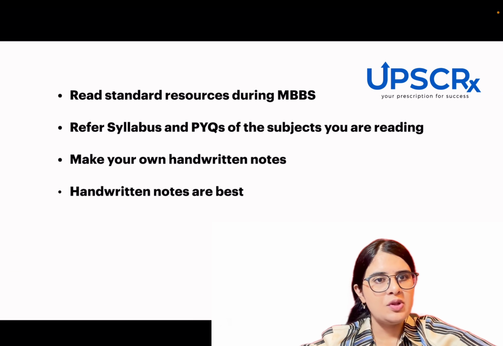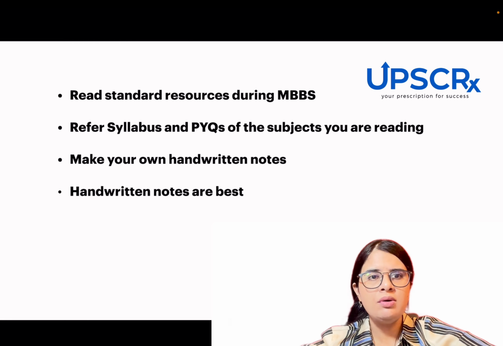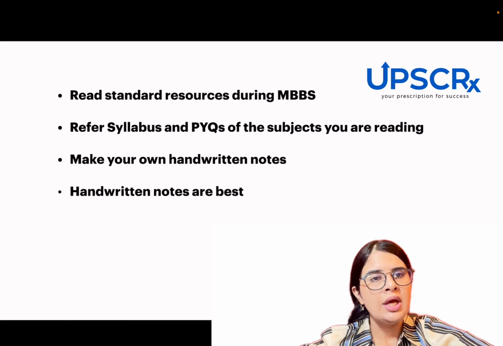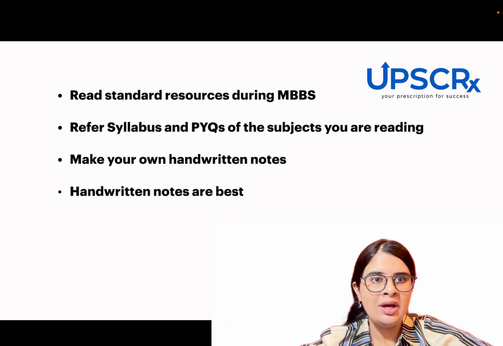Follow Robbins for pathology, follow BDC for anatomy, follow KDT for pharmacology, right? Stick to the standard sources or whichever books your college recommends, follow those books, okay? Don't fall into the trap of having some summarized notes or photocopy notes. Stick to standard sources. Second thing is, once you are reading the syllabus, say you are reading physiology, okay?